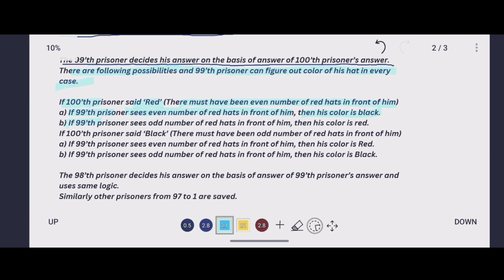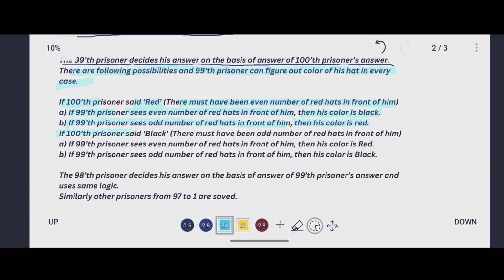Now, if the 99th prisoner sees an odd number of red heads in front of him, then his color is red, because that is obvious, right? If I am able to see an odd number of red heads in front of me, it means I am the one wearing the red hat, and that's why the 100th prisoner was saying the even number, right? So then his color is red.